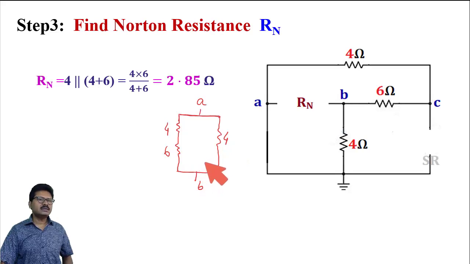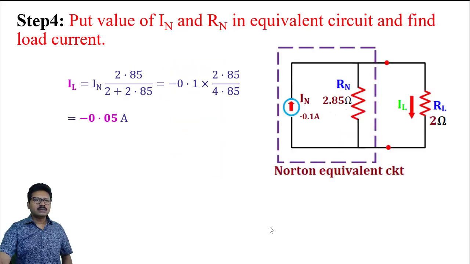So from this circuit we can easily understand that 4 and 6 are in series and the equivalent of this is in parallel with this 4 ohm. So ultimately Rn is equal to 4 parallel of 4 plus 6, and we got 2.85 ohm. This is Rn. Next we will put the values of In and Rn in the equivalent circuit and calculate the value of load current.